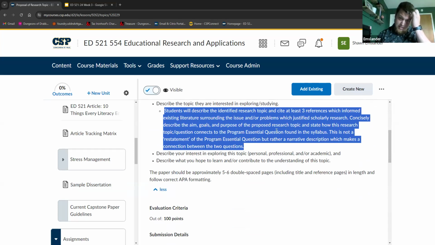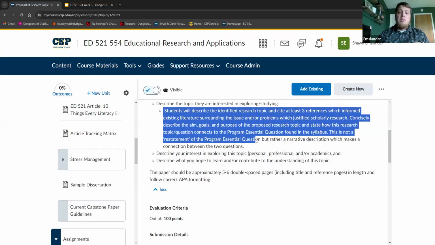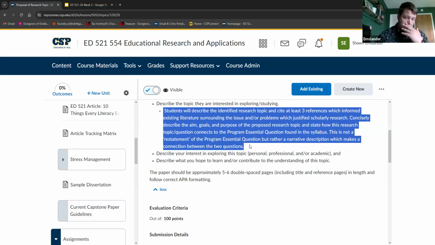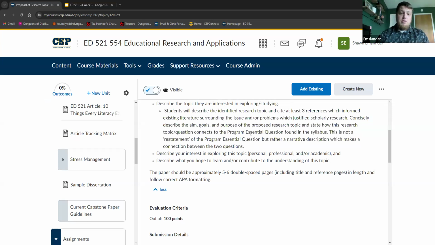This is the same as this part about the essential question. I don't want you just to restate the program essential question, because I don't want to have to read it 25 times. I want a narrative description of what connects it to the research question you're talking about. I would very much prefer if this first bullet point was in third person, because your final literature review will be in third person, and it's a great practice.